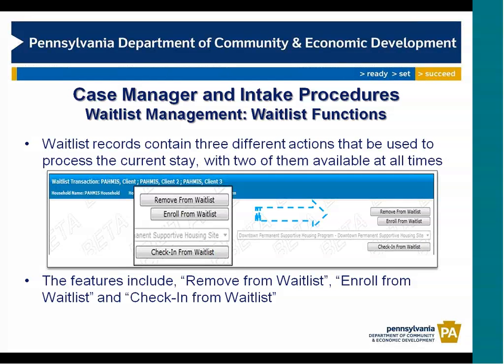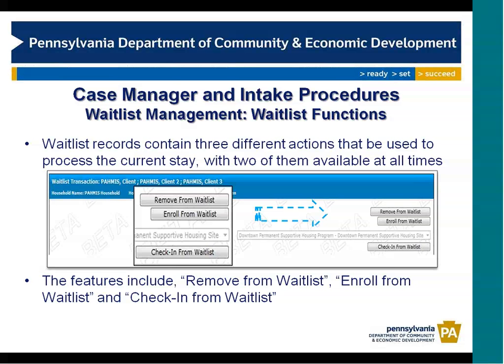The enroll from wait list option will actually pick the first client on the list and directly take you to the client's program enrollment screen, and allow you to pick whatever program enrollment you want to put them in. It allows you to pick the household members. You can include all of them or none of them, kind of nice and flexible there.